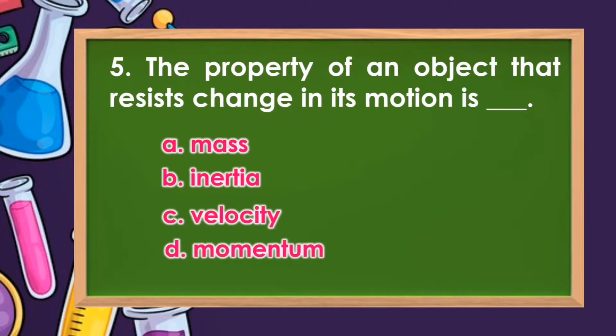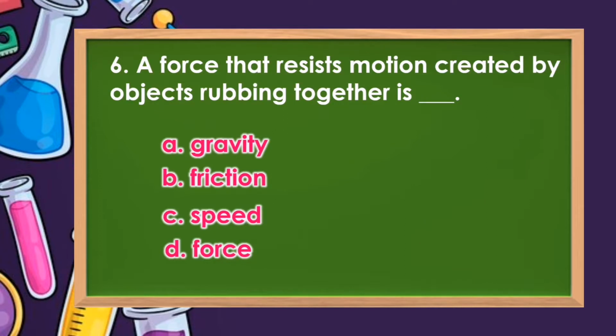The property of an object that resists change in its motion is blank. A. Mass. B. Inertia. C. Velocity. D. Momentum. Very good! The answer is letter B. A force that resists motion created by objects rubbing together is blank. A. Gravity. B. Friction. C. Speed. D. Force. Good job! The answer is letter B.